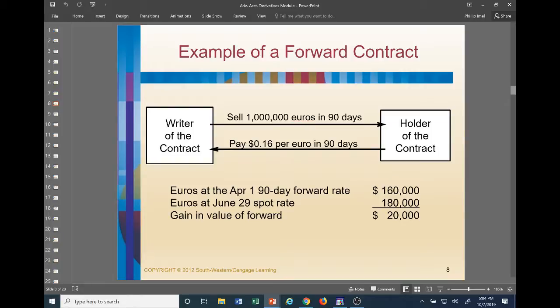The value of the currency at the final spot rate could have been less than $160,000. In that case, the holder would have experienced a loss and the writer a gain. Now, when the value of a derivative can change in both directions, a gain or loss, it is said to have a symmetric return profile. In the case of a forward contract, if the holder of the contract experiences a gain in value, then the writer of the contract simultaneously experiences a loss in value. So the forward price or rate is a function of a number of variables, including the length of the forward period and the current spot rate.